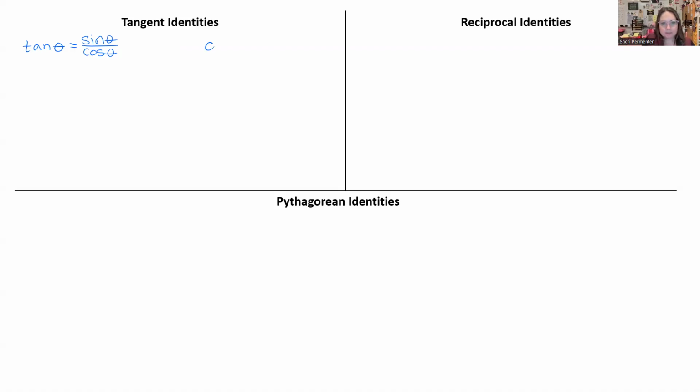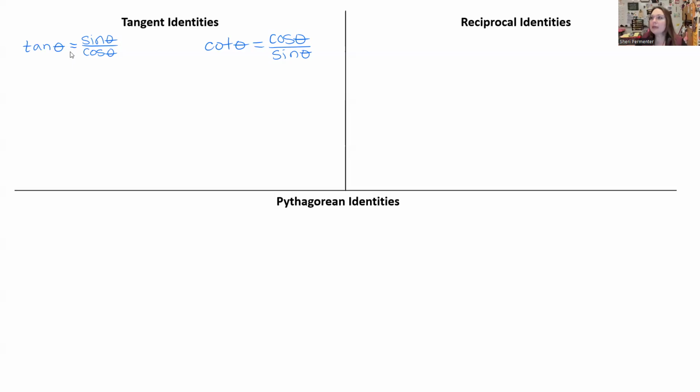Cotangent. What's cotangent then? Cosine over sine. And the way that I remember this identity, which one goes on top? Cotangent has cosine on top. So cosine over sine. Because remember, reciprocal identities just flip upside down.